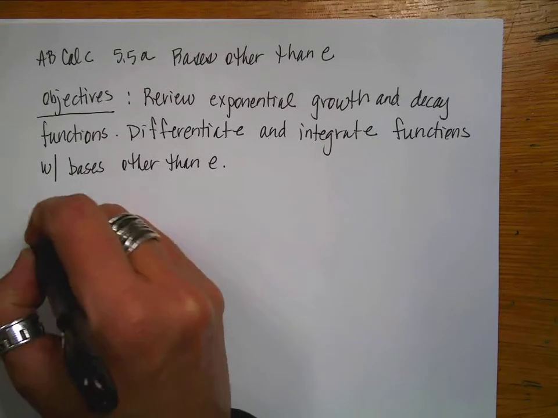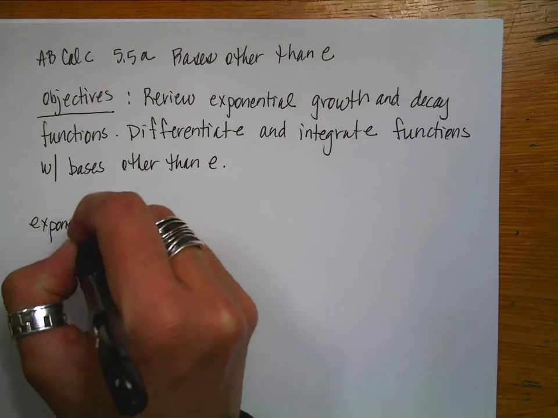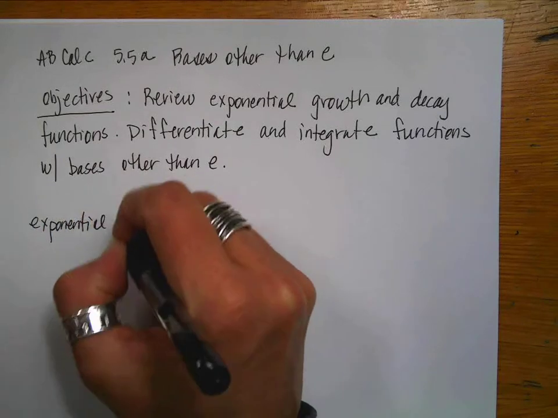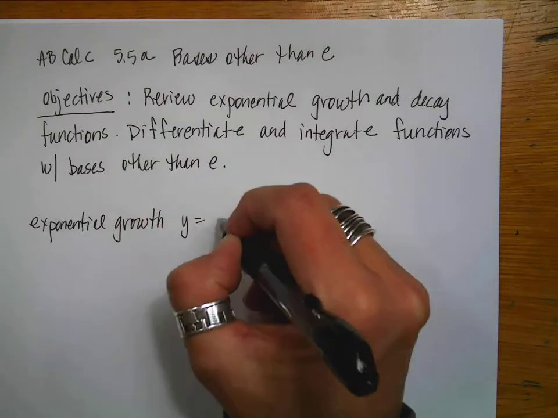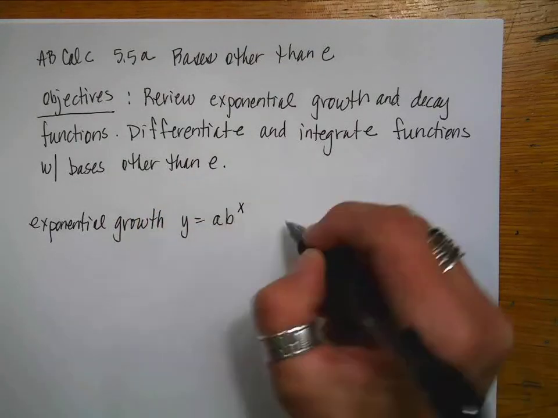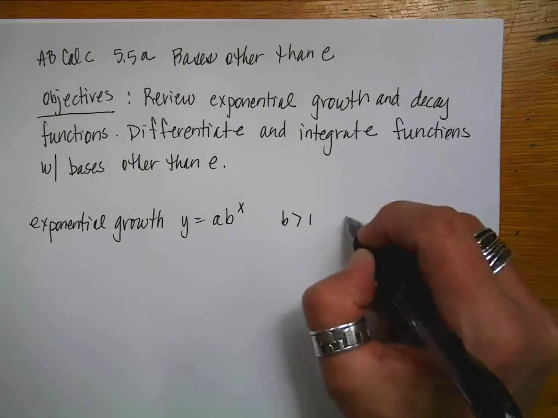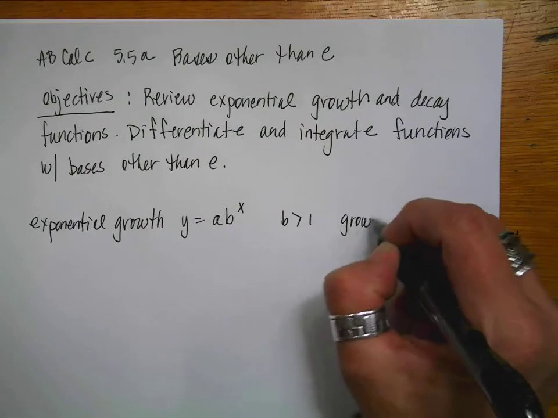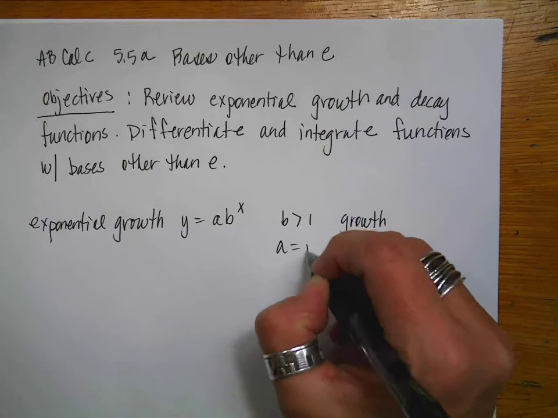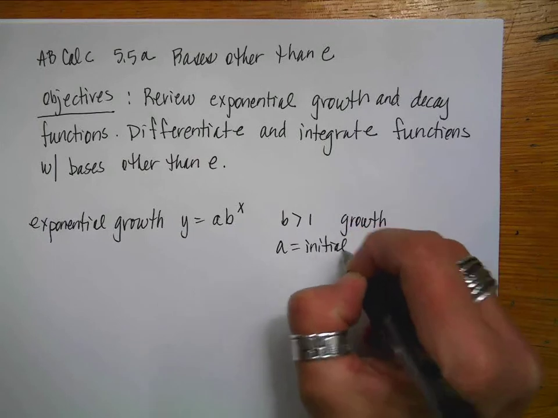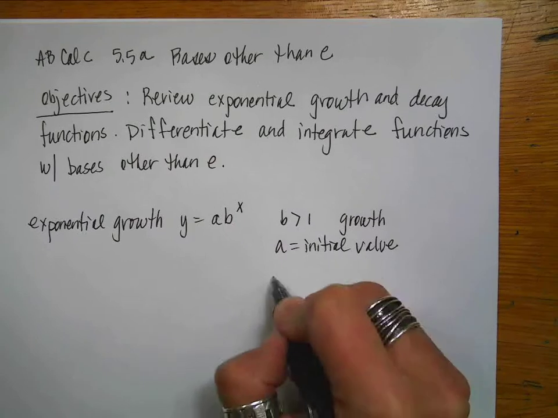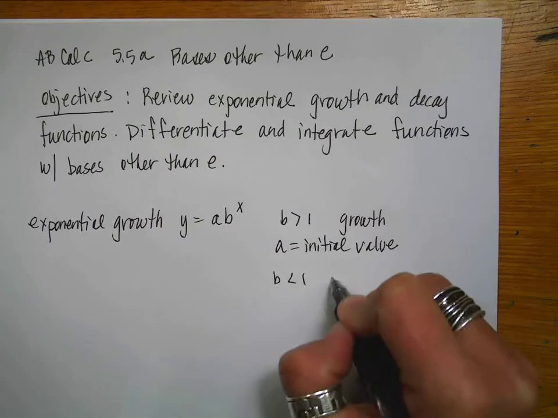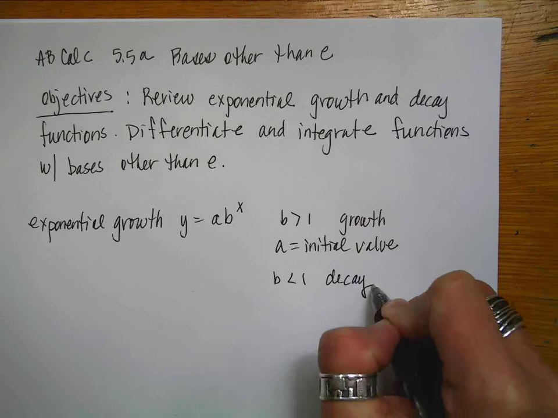So if you will remember, exponential growth from pre-calc is y is equal to a b to the x. If b is greater than 1, then it's growth. A is the initial value, okay? And if b is less than 1, then it would be decay.